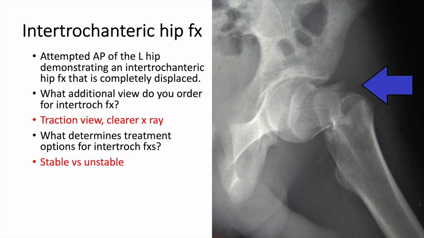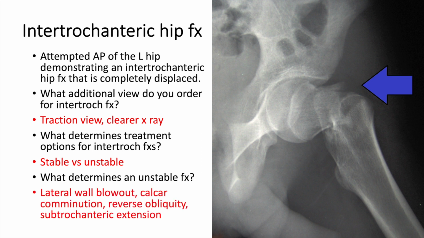It's whether or not the fracture is stable. All right, and so the next question obviously is, what determines the stability of an IT fracture? We're looking for 4 things. We're looking for lateral wall blowout, calcar comminution, reverse obliquity, and subtroch extension.